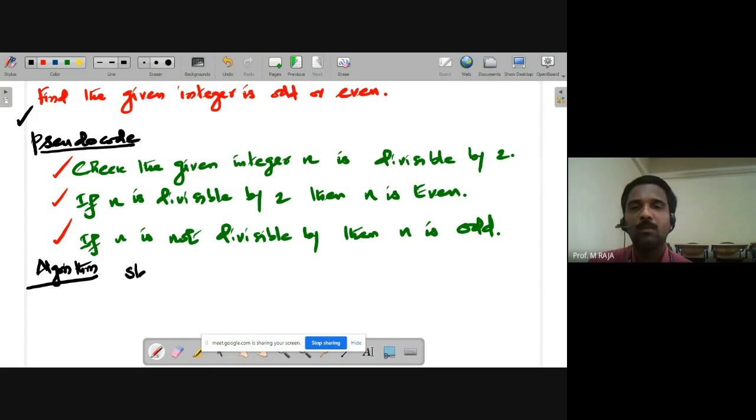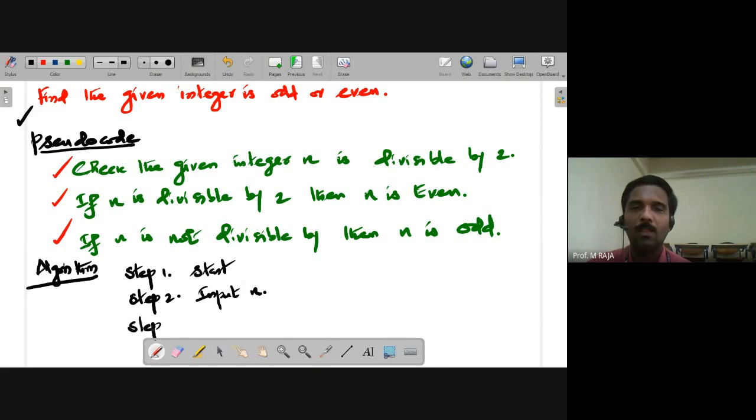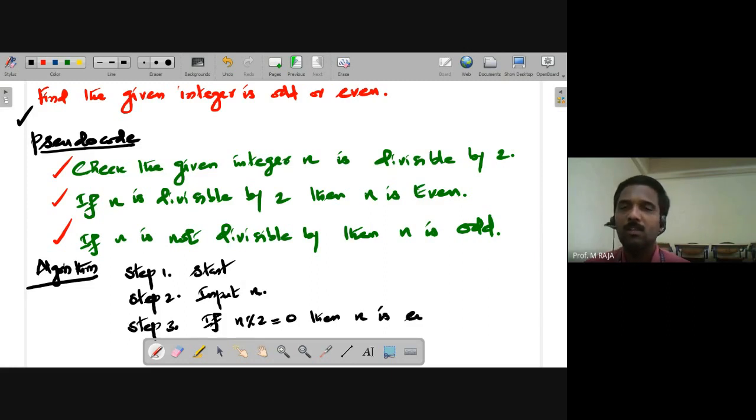Step 1, start. Step 2, input the variable n. Step 3, if n mod 2 is 0, then n is even, and print the result.